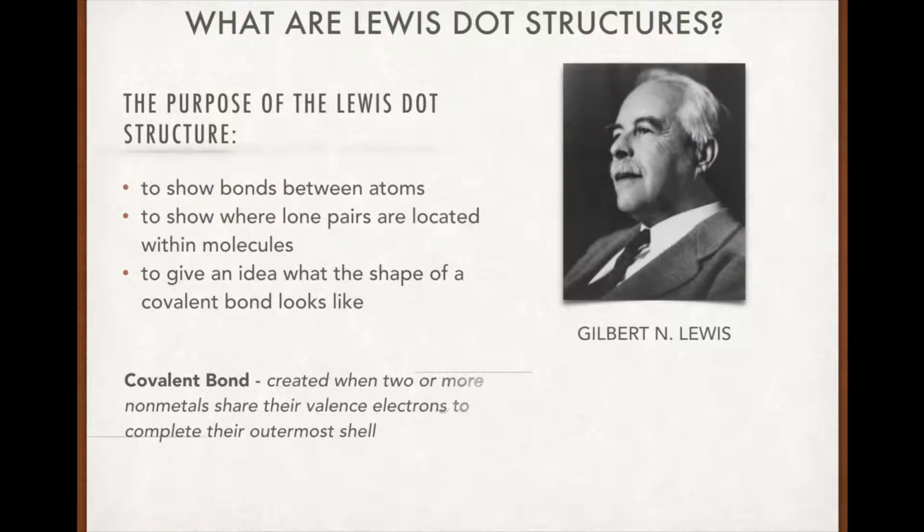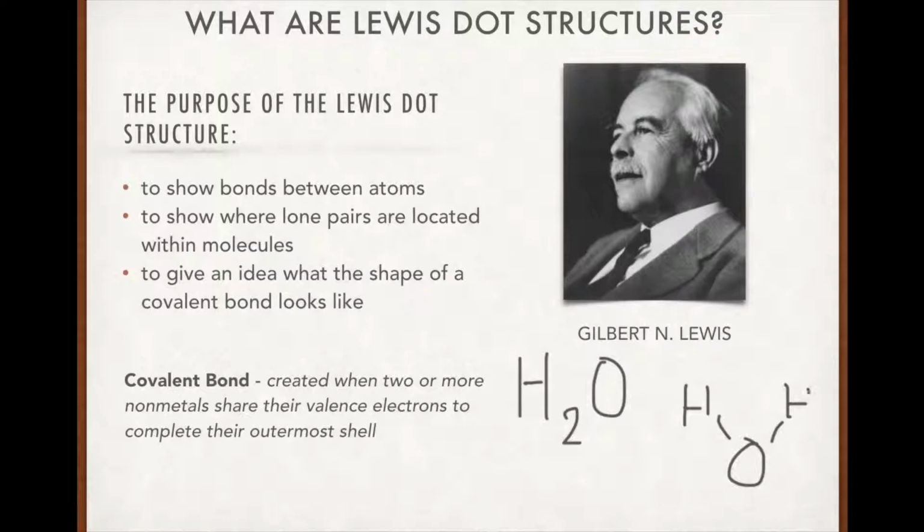A covalent bond, for those of you who do not know, is created when two or more nonmetals share their valence electrons to complete their outermost shell. For example, here we have H2O, which would look something like this as a covalent molecule. Pretty cool, huh?